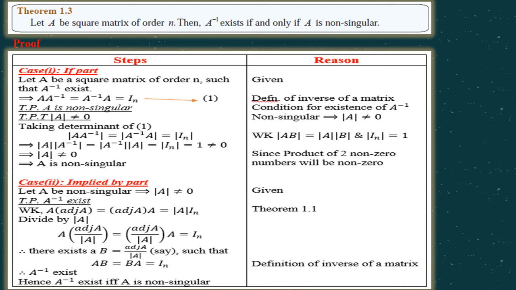Okay. So this something matrix we consider that as B. So B equal to adj A by determinant A. So that we are getting AB equal to BA equal to I_n. Thus we conclude that A inverse exists. Therefore A inverse exists if and only if A is non-singular. Clear?